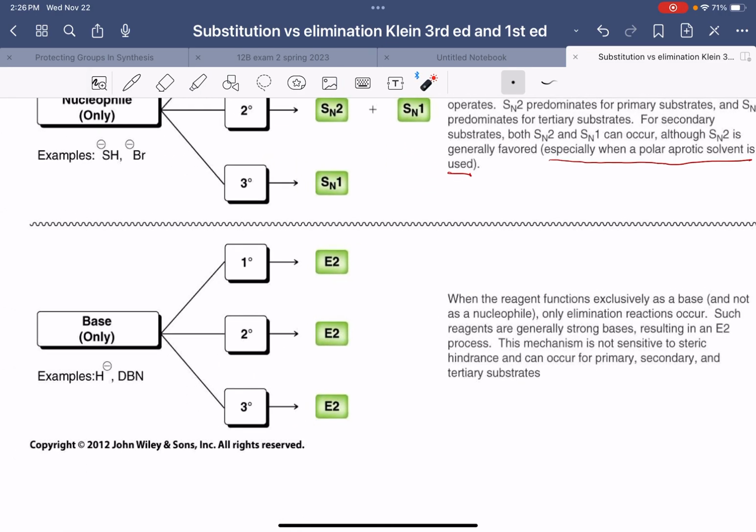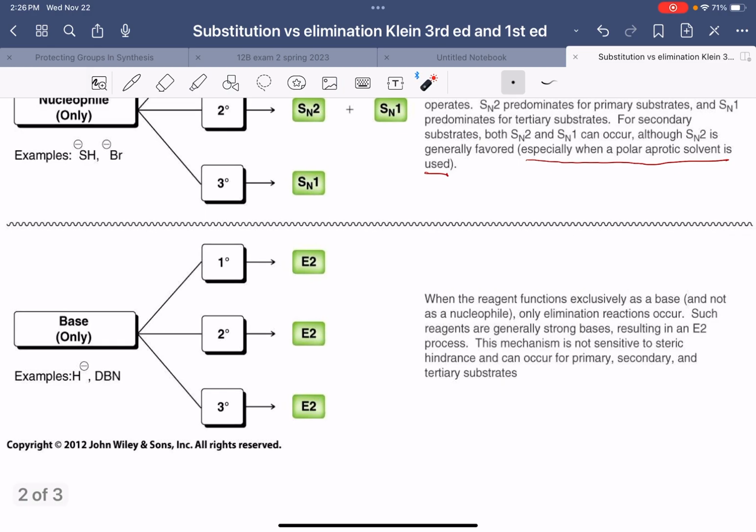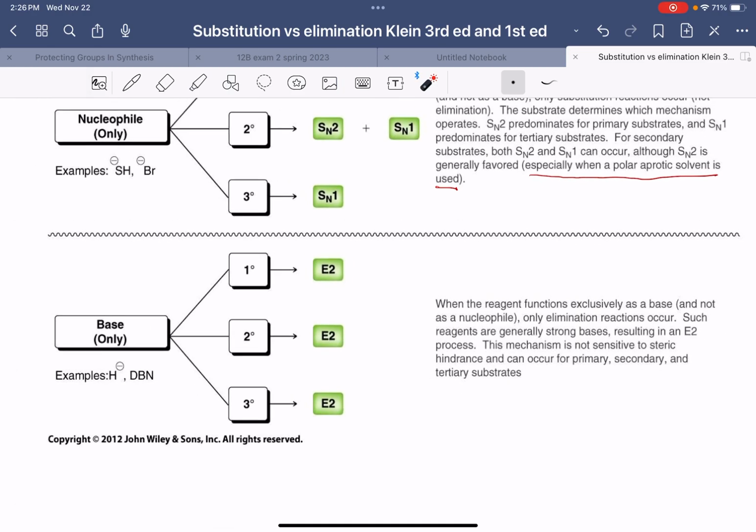All right. If you have something that's only a base, like DBN or hydride, you're going to get E2 all the time. Okay? And it mentions that the mechanism isn't sensitive to steric hindrance, and you get primary, secondary, tertiary. You still get the reaction. If there's possible different products, Hofmann versus Zaitsev products, something bulky would give you Hofmann. Something small like H minus would give you the Zaitsev.